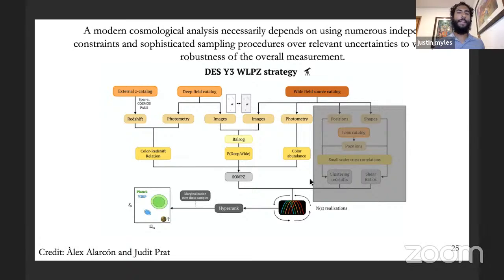But I want to highlight that a modern cosmological analysis necessarily depends on using numerous independent constraints and sophisticated sampling procedures over relevant uncertainties to verify the robustness of the overall measurement. So what I just showed you is how we can get redshift distributions from DES, but there are also several independent ways we can get redshifts from DES data, and we do those independent ways, and we combine them together as a verification that everything is working. This complicated flowchart illustrates that full scheme. So there are clustering redshifts, there are shear ratio redshifts, and they're all combined, and uncertainties are handled properly. And I just want to highlight that there's a lot of work going on by a lot of different people to make that all happen.